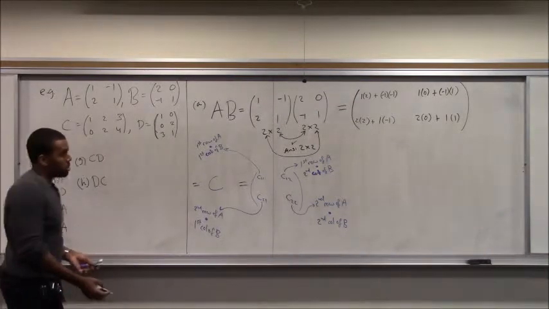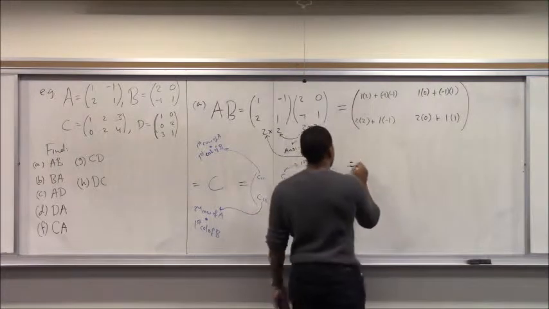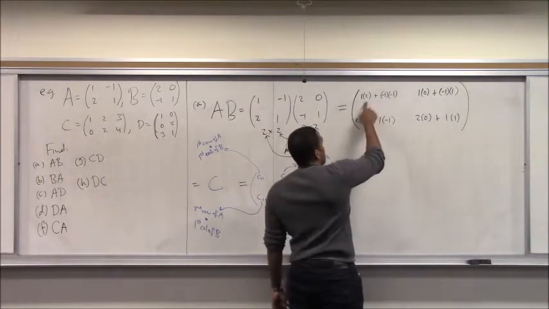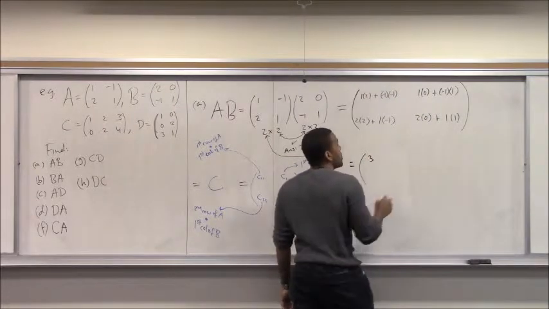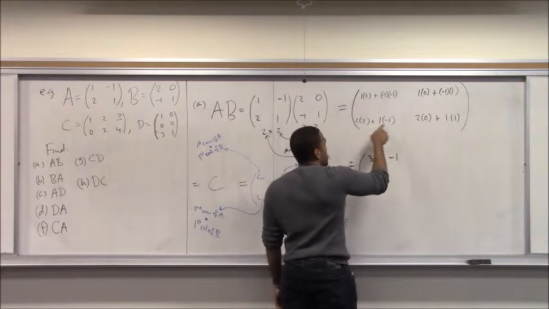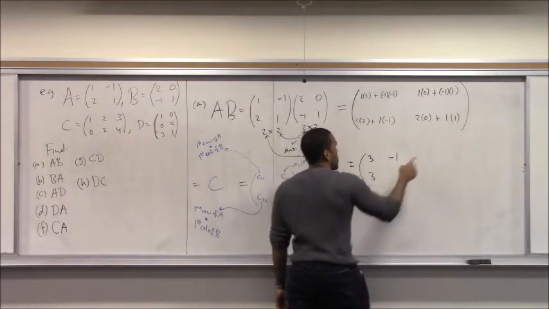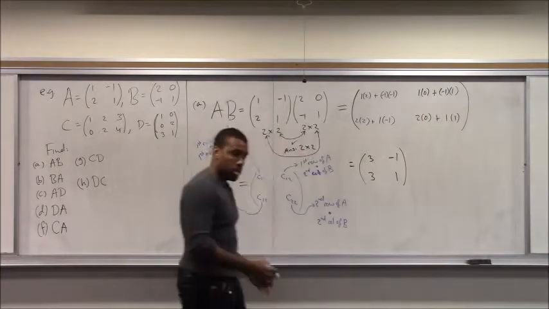And that is the result. That is the matrix multiplication. I can simplify this. This is 2 plus 1 is 3. This is minus 1. This is 4 minus 1. This is 0 plus 1. That is the answer. That is these two guys multiplied.